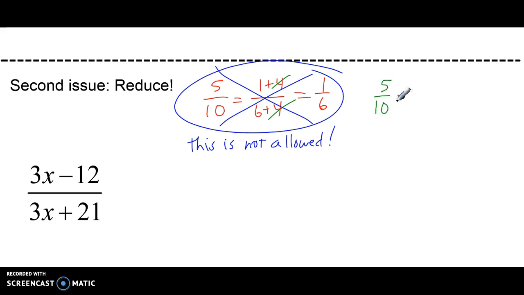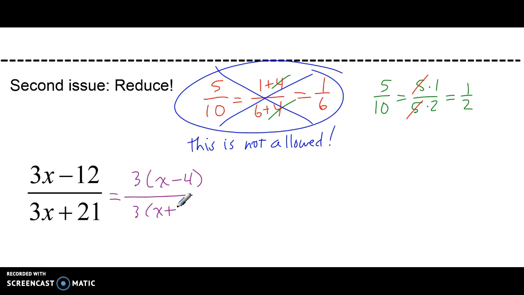Here, where we had this 5 over 10, if you wrote it as a multiplication instead of a sum, you can cancel the 5's and get a half, and that works just fine. So really the trick is write it as a multiplication. In other words, factor out the 3 from the top, factor out the 3 from the bottom, and you can cancel those 3's because that's multiplication. Canceling with multiplication is allowed. Canceling with addition, or for that matter subtraction, not allowed.